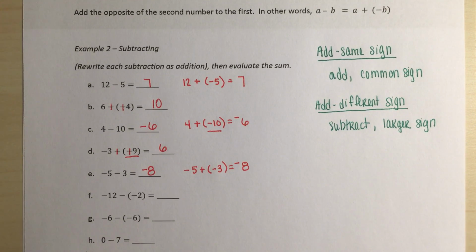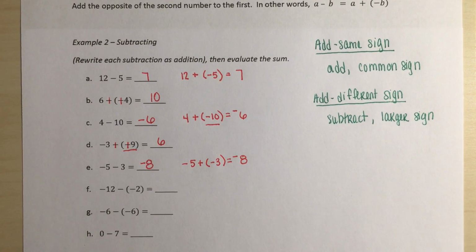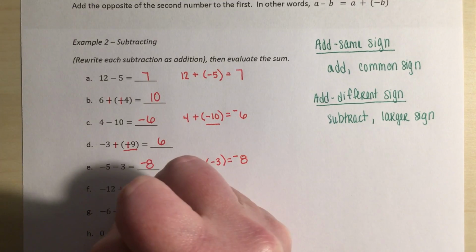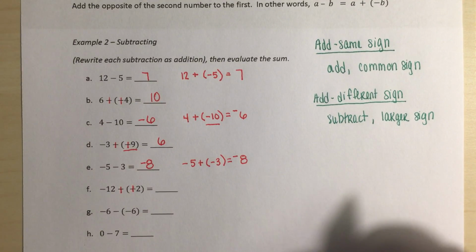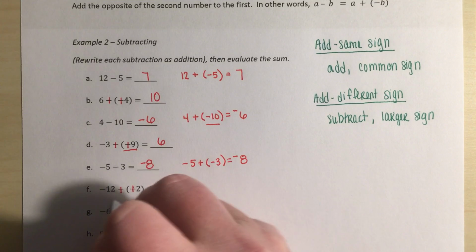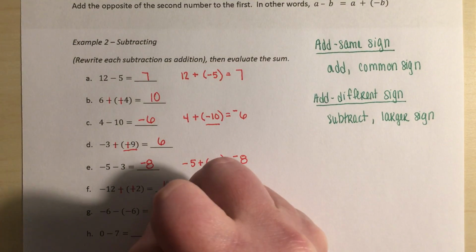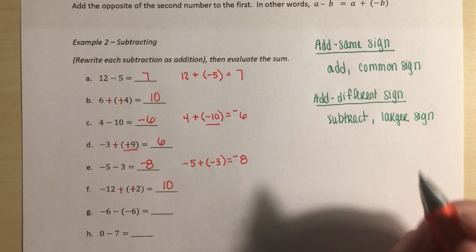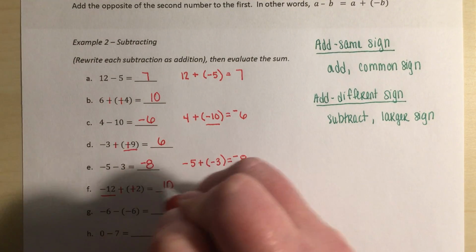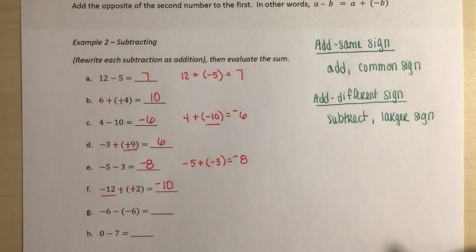For the next one, right, we have -12 plus, or excuse me, -12 minus -2, which is going to turn into a -12 plus 2. Since we have different signs, one's negative, this is now positive, we subtract. 12 minus 2 gives us 10. Our larger number is negative, so we're going to have a -10 here.